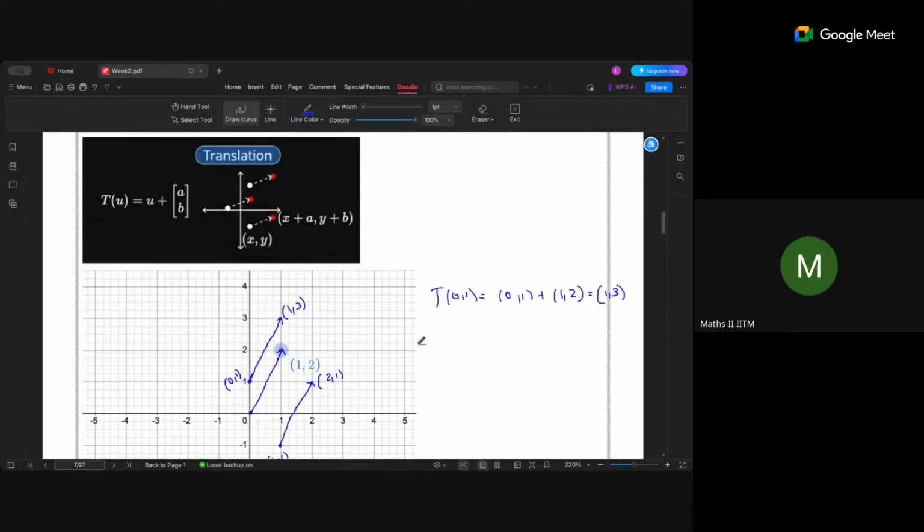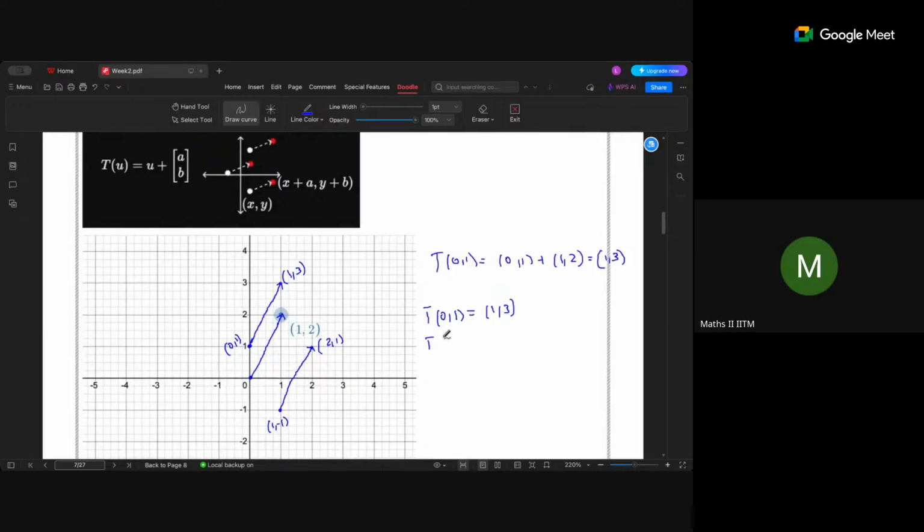For example, suppose I take two vectors. Let us take (0, 1). T of (0, 1) is (1, 3). The other vector I have taken is (1, -1), and T of (1, -1) is (2, 1). The sum of these two vectors is (1, 0). Under this transformation, (1, 0) goes to (2, 2). But T of (0, 1) plus T of (1, -1) is (1, 3) plus (2, 1), which is (3, 3).